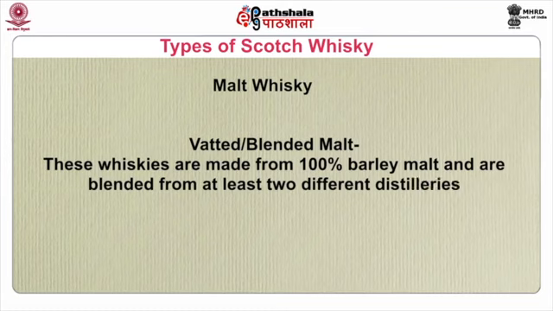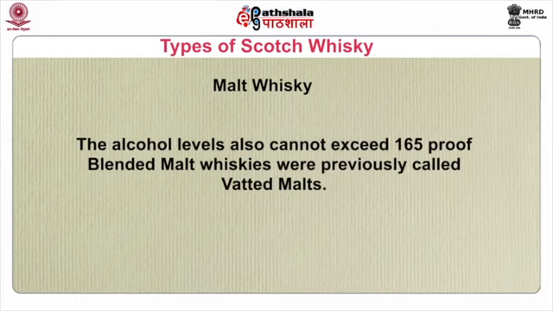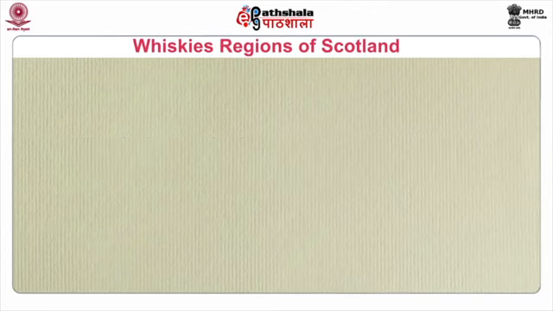Vatted or blended malt. These whiskies are made from 100% barley malt and are blended from at least two different distilleries. The alcohol level also cannot exceed 165-degree proof. Blended malt whiskies were previously called vatted malt. Now, whiskies region of Scotland. The first one is Lowland.